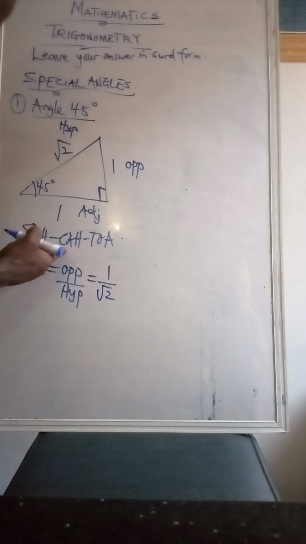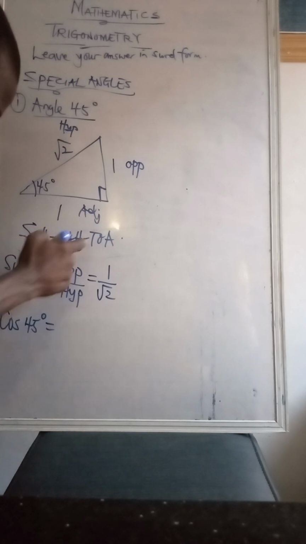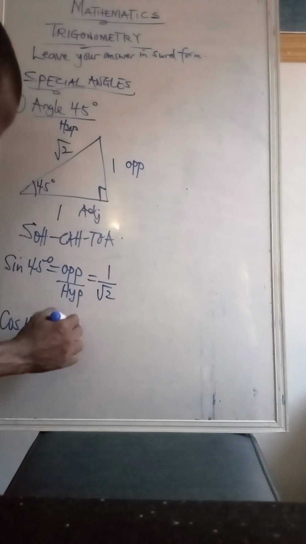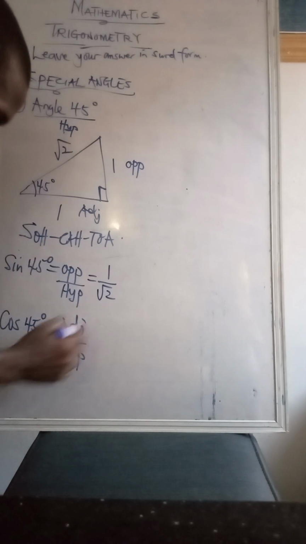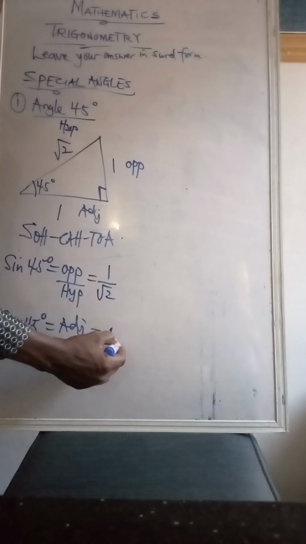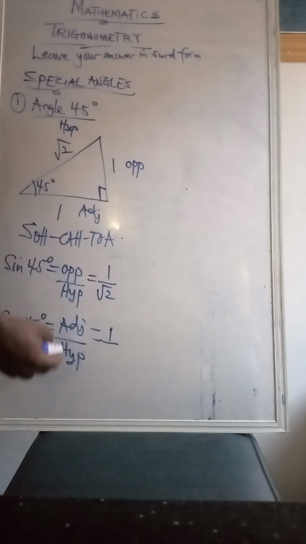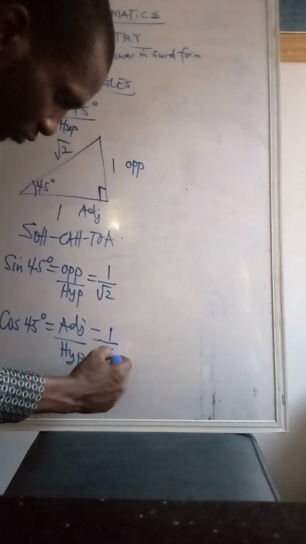So we go to the next one, which is CAH. So we have cos 45 degrees equals A, that is adjacent, and then H is hypotenuse. So I go back to the diagram. The adjacent here is 1, while the H, which is hypotenuse here, is root 2.